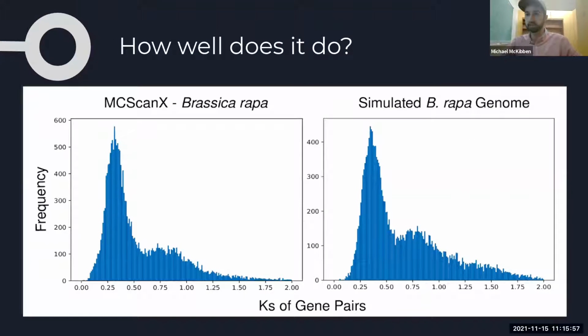And how well did these simulations do? On the left-hand side, we see actual MCScanX results from Brassica rapa, and on the right, we have a simulated Brassica rapa genome. I might have gone a little crazy on the level of fractionation, but for the most part, it does a pretty good job approximating these distributions.